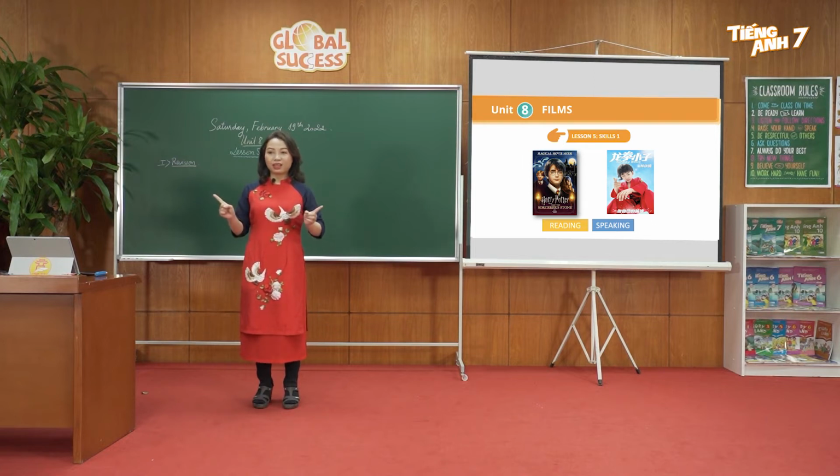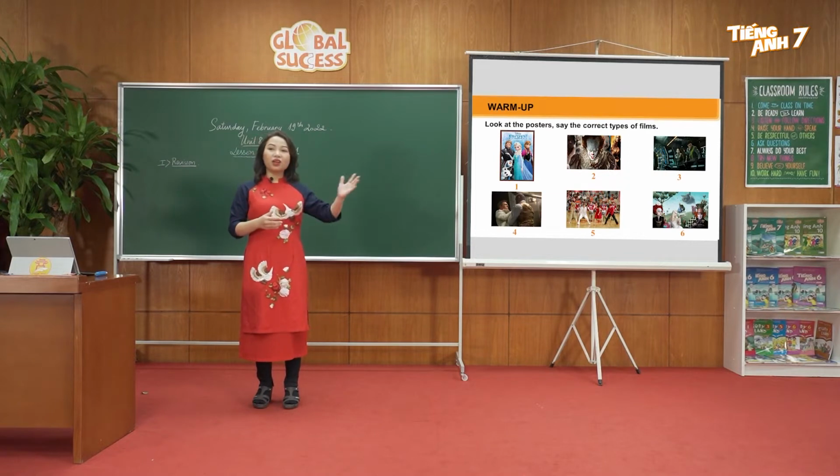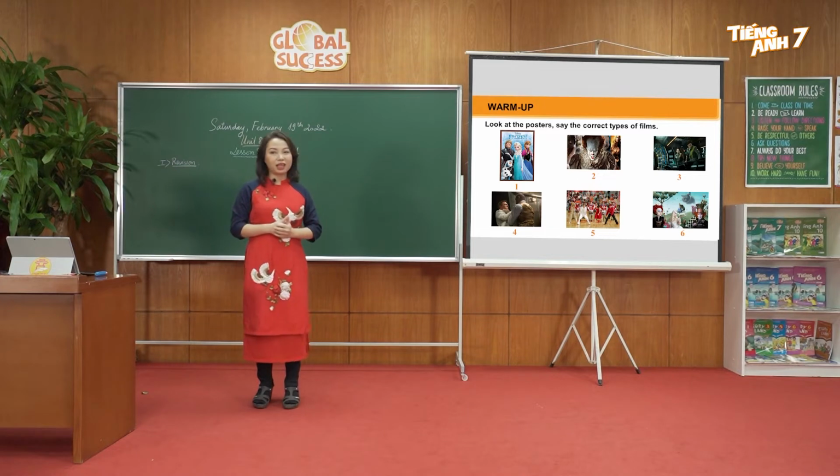In order to start the lesson today, we will play a game. You will be the winner if you are faster and you have more correct answers. Are you ready? Okay, let's look at the screen. On the screen, you will see 6 posters, and you will have to say the type of film for each poster. I will divide the class into 2 teams.